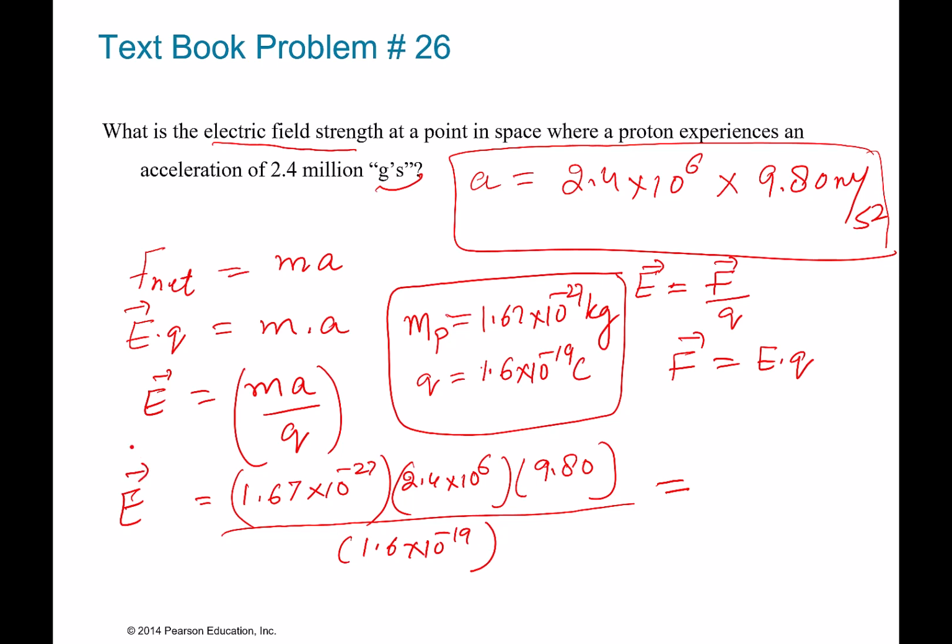You can pause the video and work on the numbers, punching in the numbers properly, following PEMDAS, and solve for this. So you get 0.2456, which can be rounded to 0.25 newtons per coulomb.